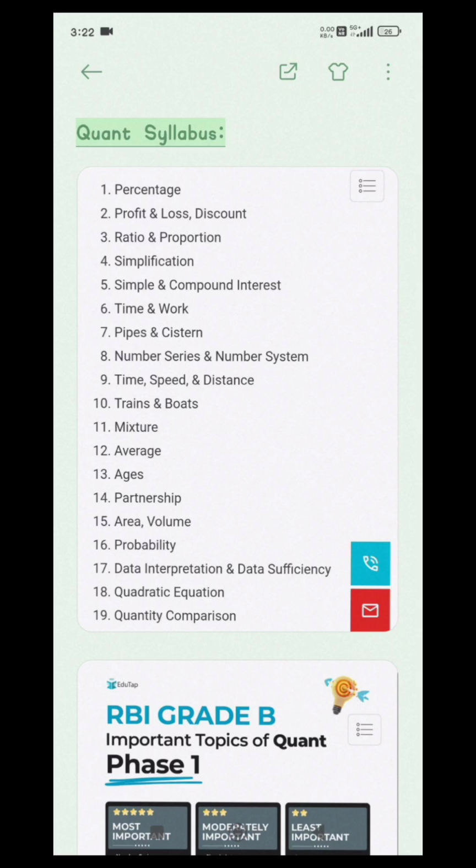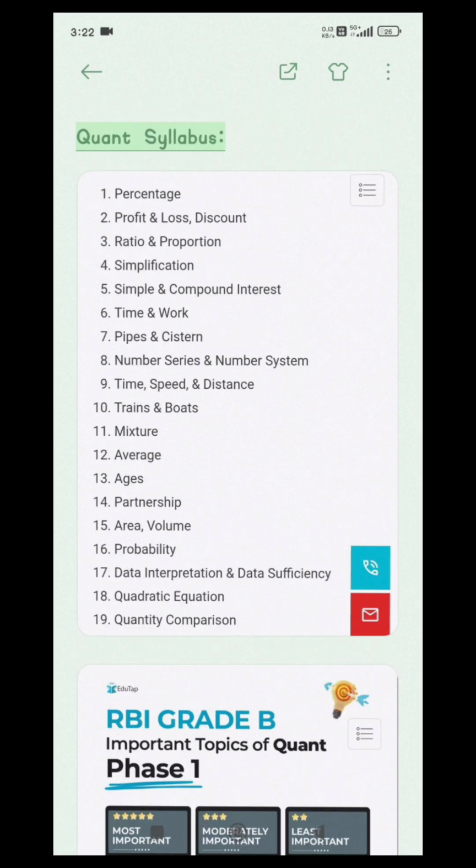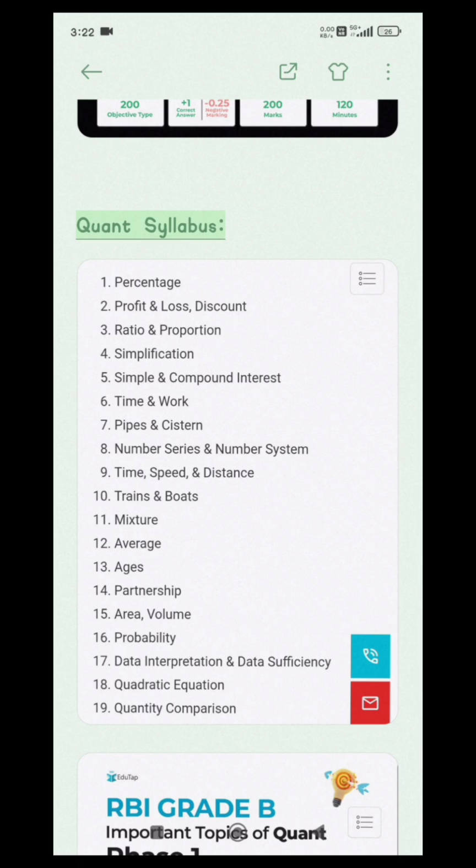I have screenshotted this syllabus from the EduTap website, so all credit goes to the EduTap website. So let's start. First is percentage, profit and loss and discount, ratio proportion, simplification, simple and compound interest, time and work, pipes and systems, number series, time, speed, distance, trains and boat, mixture, average, ages, partnership, area, probability, data interpretation, quadratic equation and quantity comparison. So this is the syllabus, and these are the common topics which every bank exam has.